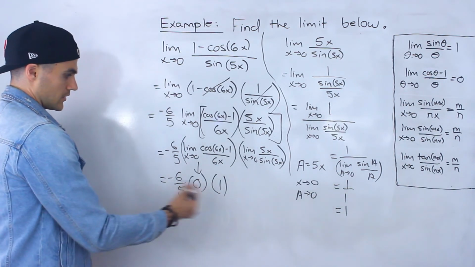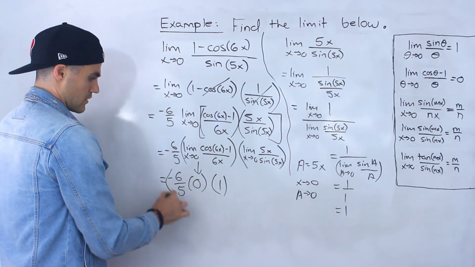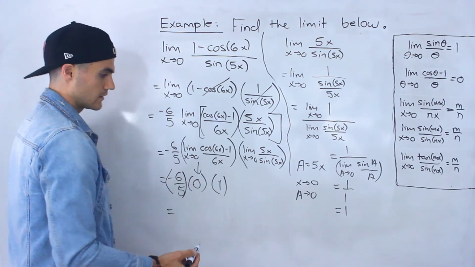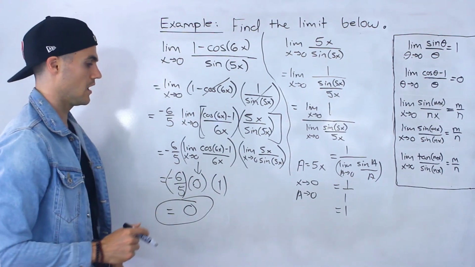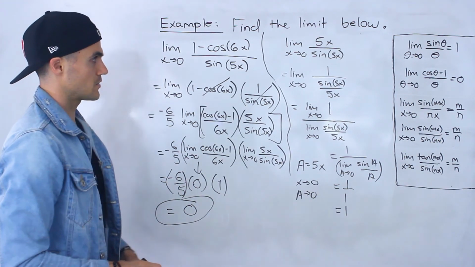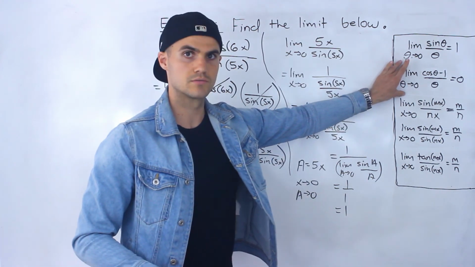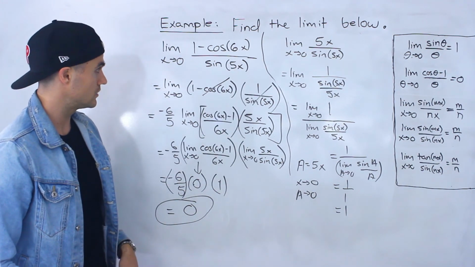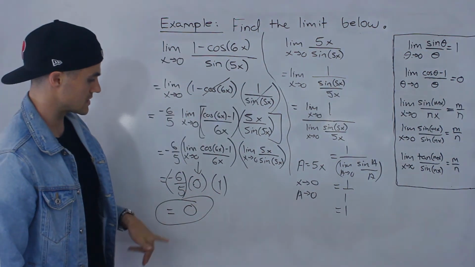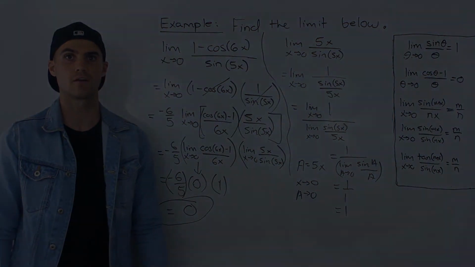And then from here, notice that this is 0 times 1, what do we end up getting? We end up getting a final answer of 0. So we haven't used this property too much, but this is an example of where you can use that property. So going through all these steps, you end up getting 0 as the final answer.